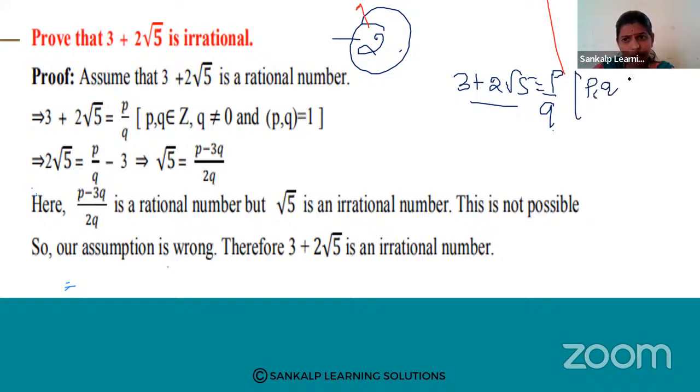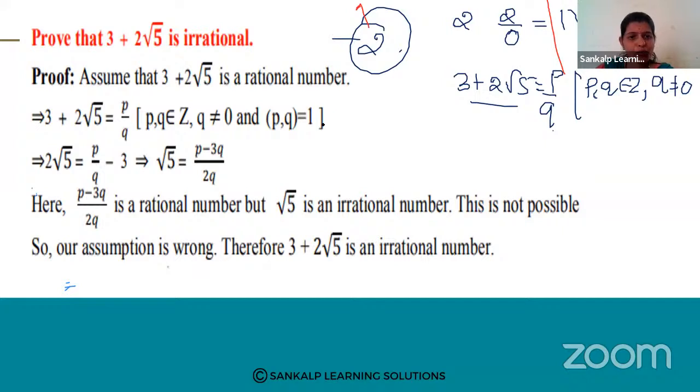where P and Q belong to Z and Q is not equal to 0. Why Q is not equal to 0? See, if I consider 2 is a rational number, okay, 2 divided by 0, what happens? Not defined. So the result is not defined. Therefore, we are putting a condition that Q is not equal to 0.